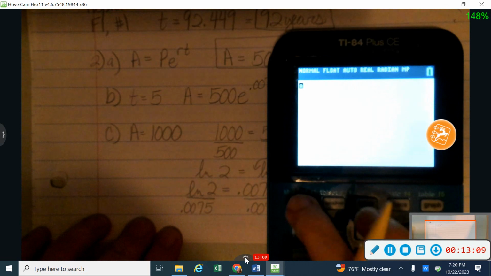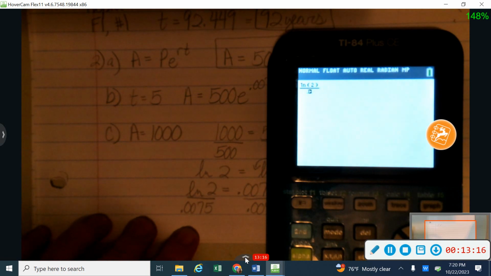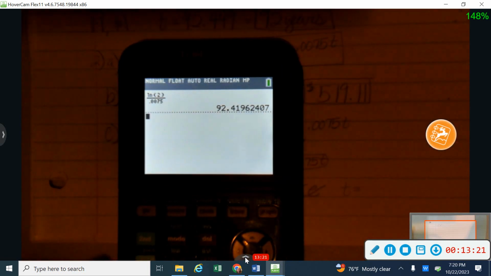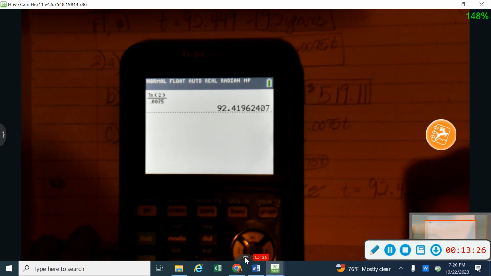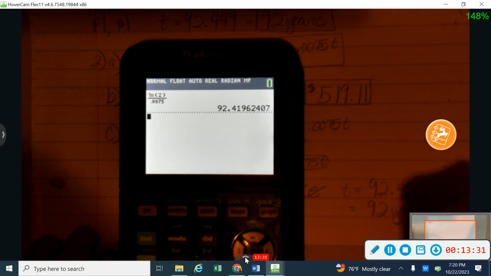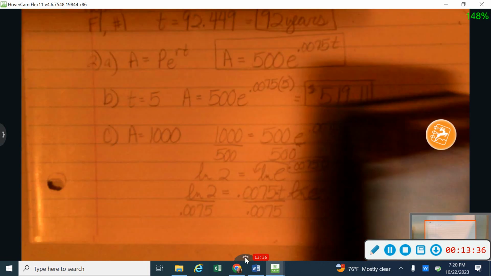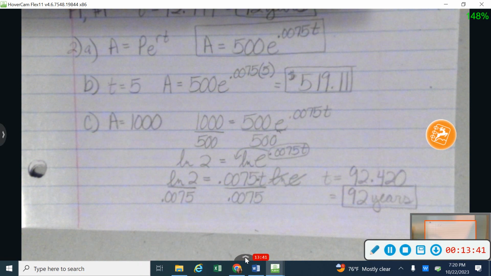So I'm going to go ahead and do alpha f1 number 1 just to get some practice with that. I'm going to put in my natural log of 2 and close my parentheses. And then I'm going to divide by 0.0075. And there's my answer right there of 92.420. And again, it asked me to round to the closest number of years, so I'm going to round that down to 92 years. So on that one, because our interest rate was so very small, we ended up with really similar answers, whether we were compounding monthly or compounding continuously.